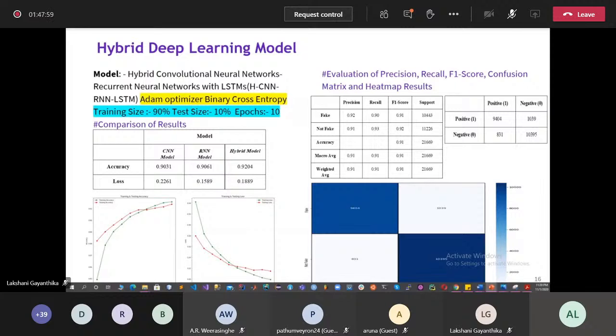As you can see from this table, from the proposed hybrid model, I have achieved the highest accuracy rate of 92%. Here you can see the diagram for training and testing accuracy for the hybrid model. And from the right side, you can see the evaluation, precision, recall, and F1 score for the proposed hybrid deep learning model. And after that, you can see the confusion matrix for the hybrid deep learning model and heat map results also.